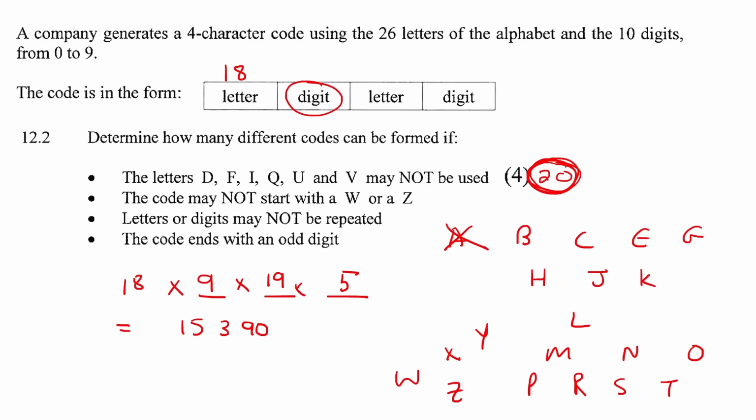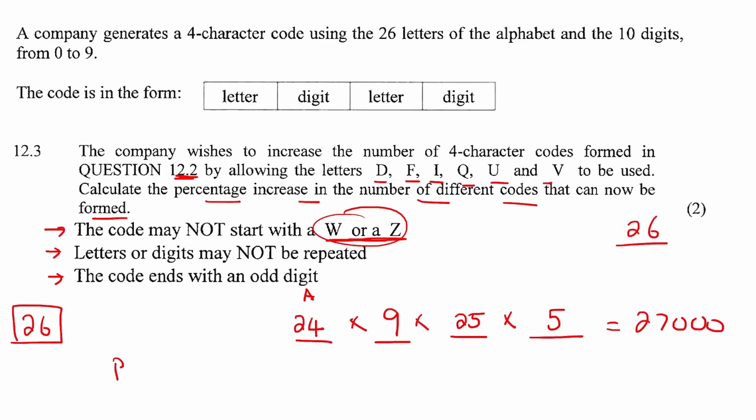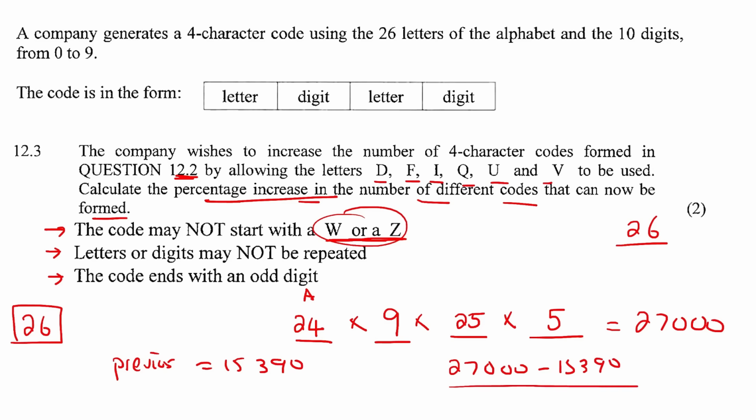Whereas in the previous question, it was 15,390. So to work out the percentage increase, you're going to say 27,000 minus the 15,390, and you always divide it by the original answer, which was that one, and then you multiply that by 100 to get the percentage, and that's going to be 75.44%.